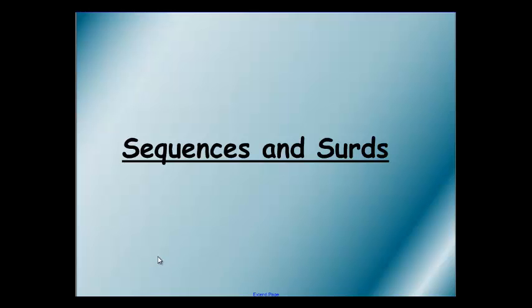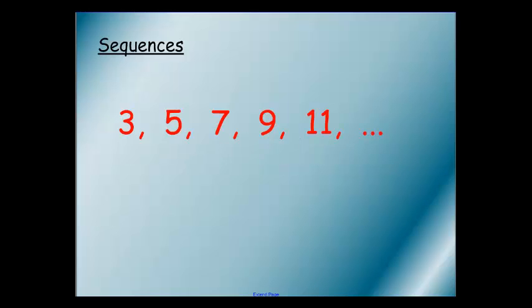Okay, welcome to the Unit 2 revision session on sequences and surds. So first off, here's an example of a sequence, 3, 5, 7, 9, 11. As we can see, it follows a simple rule where we add 2 each time. Now, this is what we call our first term.